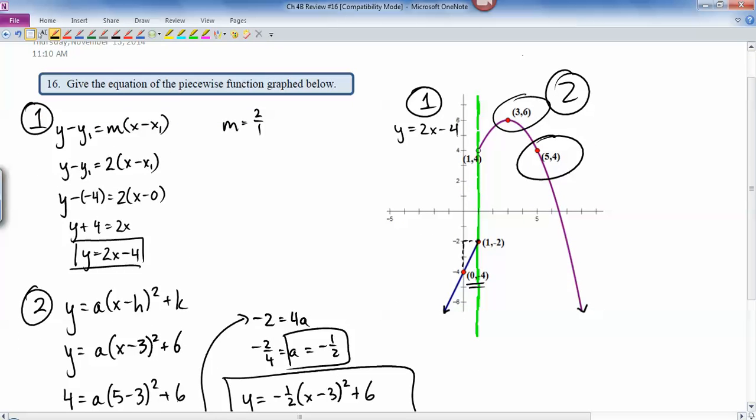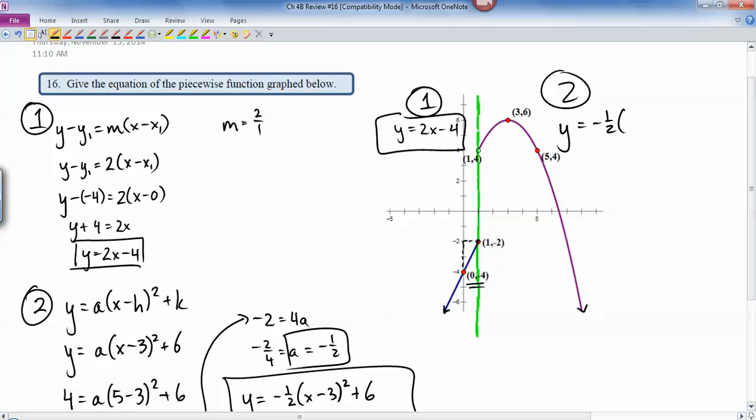So over on this side, here's one of them. On this side, let me erase that. The equation is y equals negative 1/2 times (x minus 3) squared plus 6. So there's the other one.